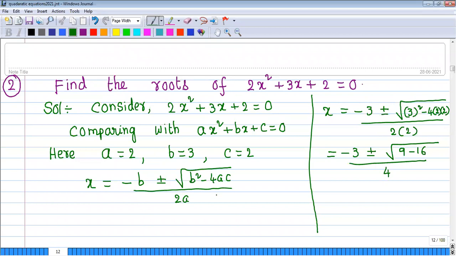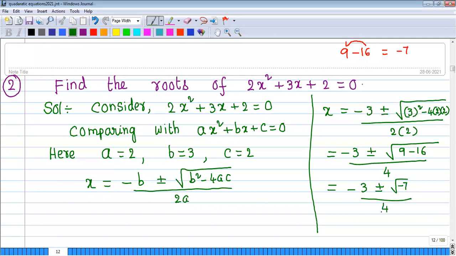Here one question will arise to you. 9 minus 16 means actually minus 7. You need to subtract 9 from 16, which gives 7, but the bigger number has the negative sign, so you get minus 7. So minus 3 plus or minus root of minus 7 upon 4.